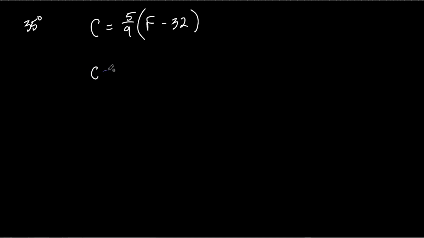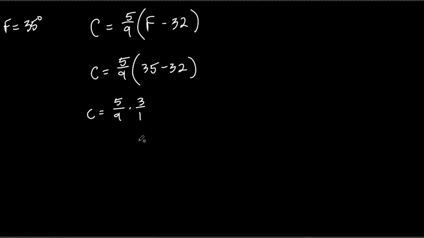So watch. I want to find what it is in Celsius, and my Fahrenheit temperature is 35. Let's see what it is. It's 5/9 times the Fahrenheit, which is 35, and then I subtract 32. Where do you think they get that 32 from? It's freezing. That's right. So it's 5/9 times what? What's 35 minus 32? It's 3. So let's see what we get. This 3 goes into this 9 three times. So what is it? It's 5/3, but that's a weird number.